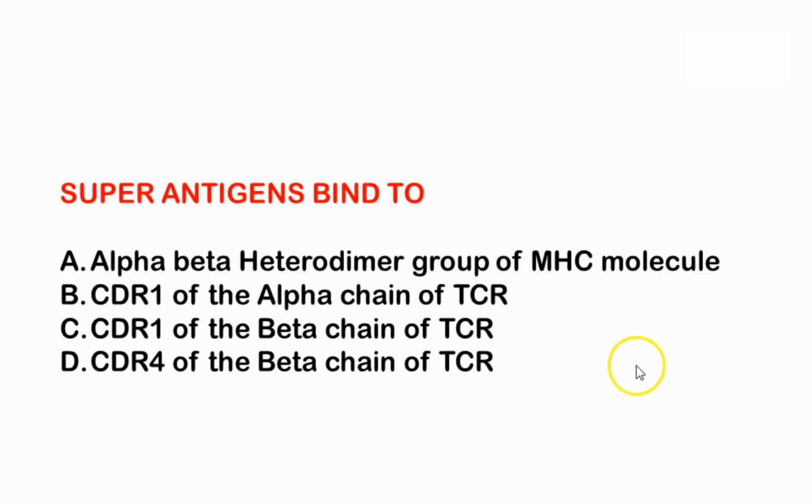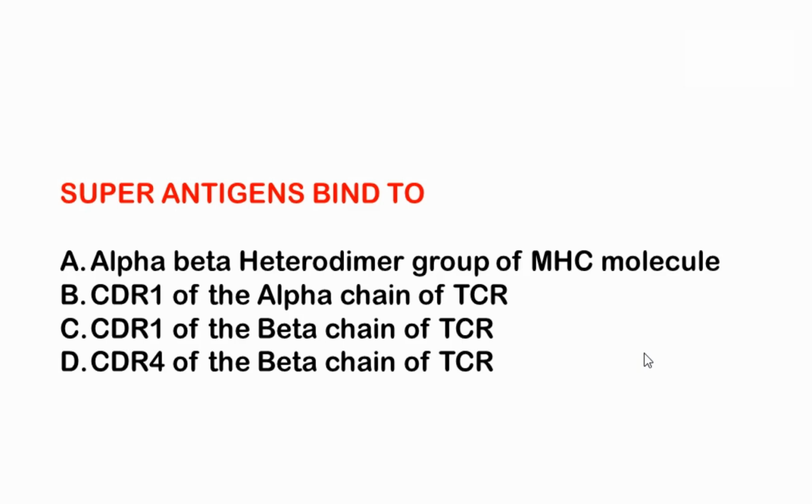Superantigens bind to. So they are asking where the superantigens bind exactly. The options are alpha beta heterodimer group of MHC molecule, complementarity determining region 1 of the alpha chain or beta chain, and one more region, CDR4 of the beta chain of T cell receptor.